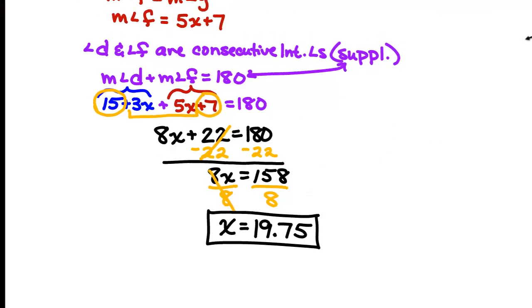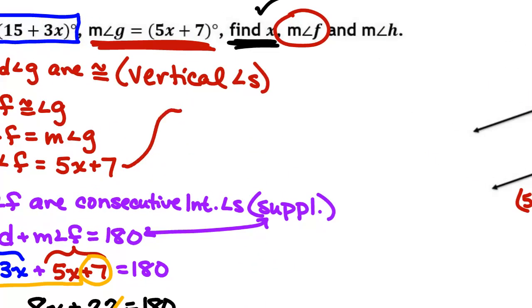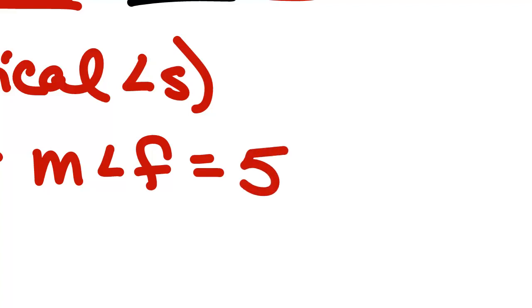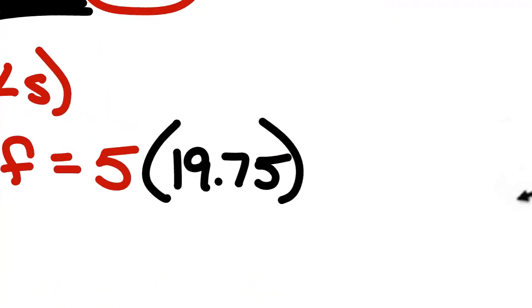All right, so that's one of the things that we were supposed to do. Find x. We're supposed to find the measurement of angle F. We have an expression for the measurement of angle F, don't we? Because we said that F was the same size as G. So I'm going to take this information right here. Measurement of angle F is equal to 5, and now we know that x is 19.75, plus 7.